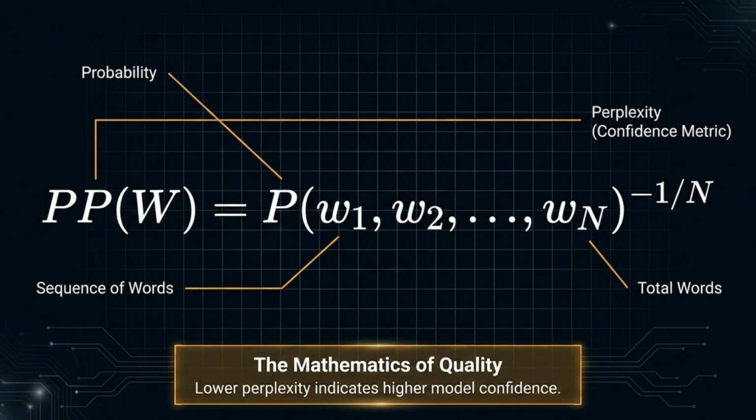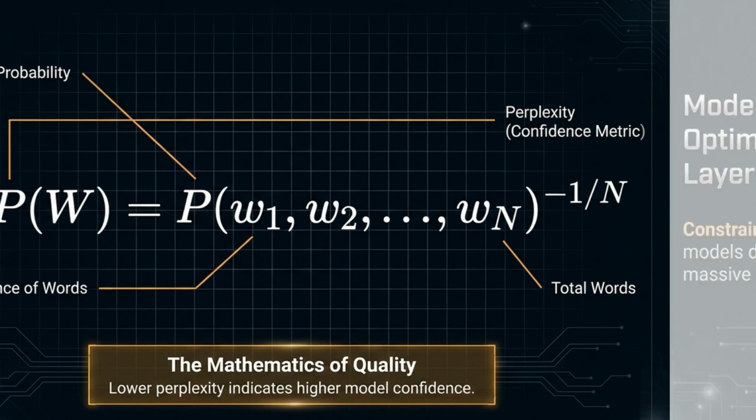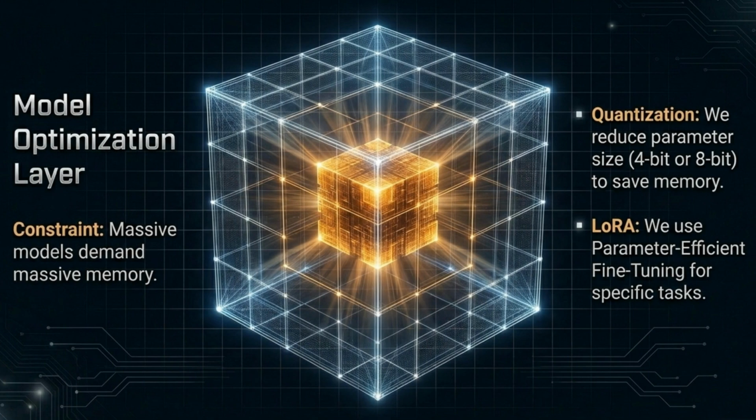settings. We can mathematically measure the quality of a model using Perplexity. Perplexity serves as a confidence metric, where a lower score indicates that the model is more confident in the sequences of words it generates. Large models require immense memory, so we utilize optimization layers.